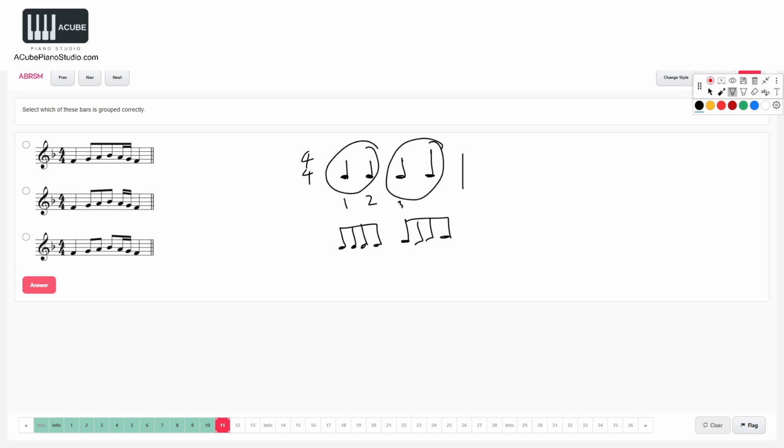1, 2, 3, 4. We can also group 1 and 2 together, 3 and 4 together for 4/4 time. But we will never group beats 2 and 3 together. Okay, beats 2 and 3 can never be together. So let's take a look at this.